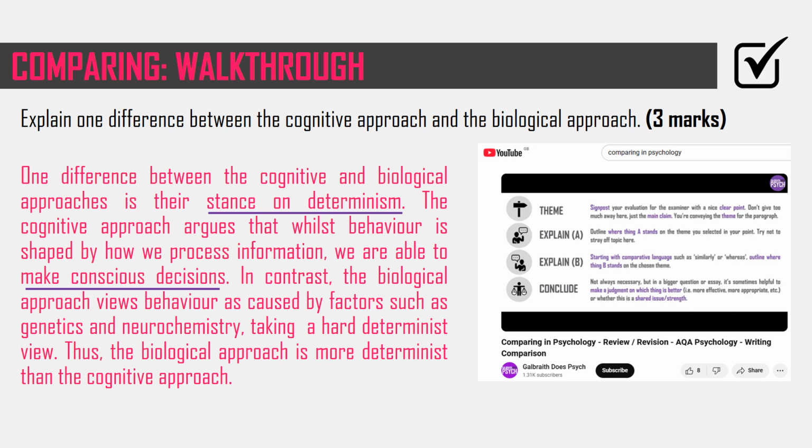In contrast, the biological approach views behaviour as caused by factors such as genetics and neurochemistry, taking a hard determinist view. So there's the difference, isn't it? One's hard determinist, one's probably more soft, isn't it? Let's bring it back together. Therefore, the biological approach is more determinist than the cognitive approach. So that judgment at the end there, that's comparative as well, look, because I've used the language more determinist. All right, that's how I would do that. That's 3 marks.